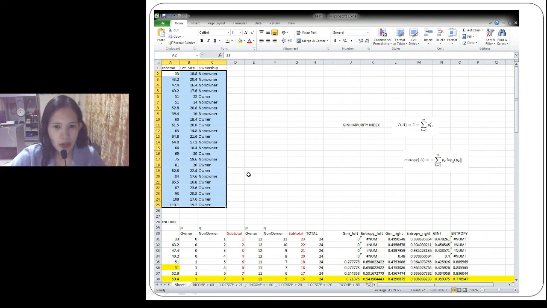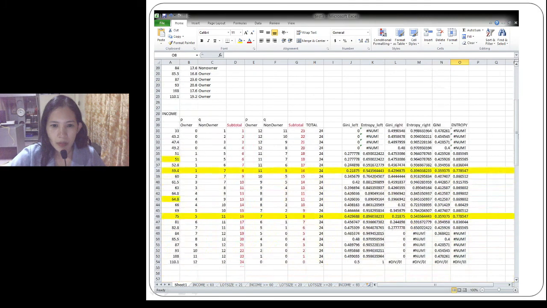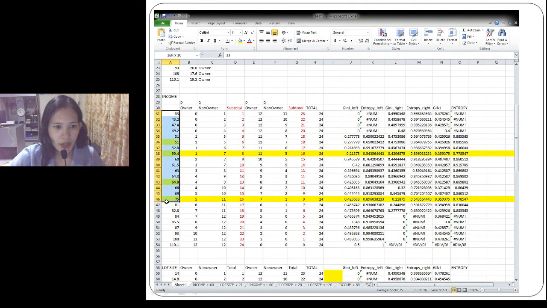So what we do here is we will build the classification tree. First, you'll have to identify which predictor is the first node of our classification tree. So first, let's have the values of your income. We put all the values of our income, and then we classify them to owners and non-owners, and then we also calculate the subtotal.